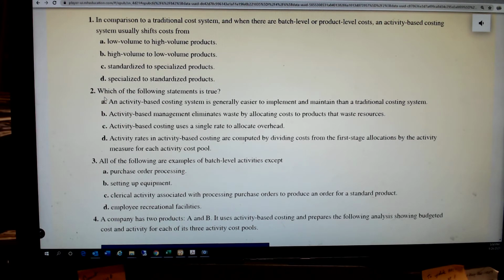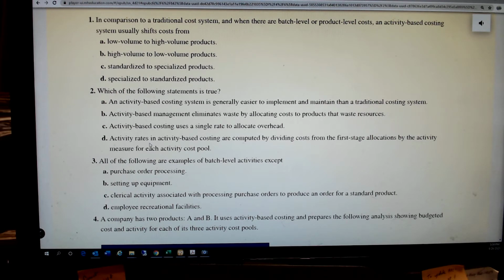How about 2? Which of the following statements is true? Let's see if this is a good one. An activity-based costing system is generally easier to implement and maintain than a traditional cost system? No, it's more complex. It takes more time. So that's not true. Activity-based management eliminates waste by allocating costs to products that waste resources? No, that's not true. It doesn't eliminate waste. C, activity-based costing uses a single rate? Nope. Uses multiple rates, one for each activity.